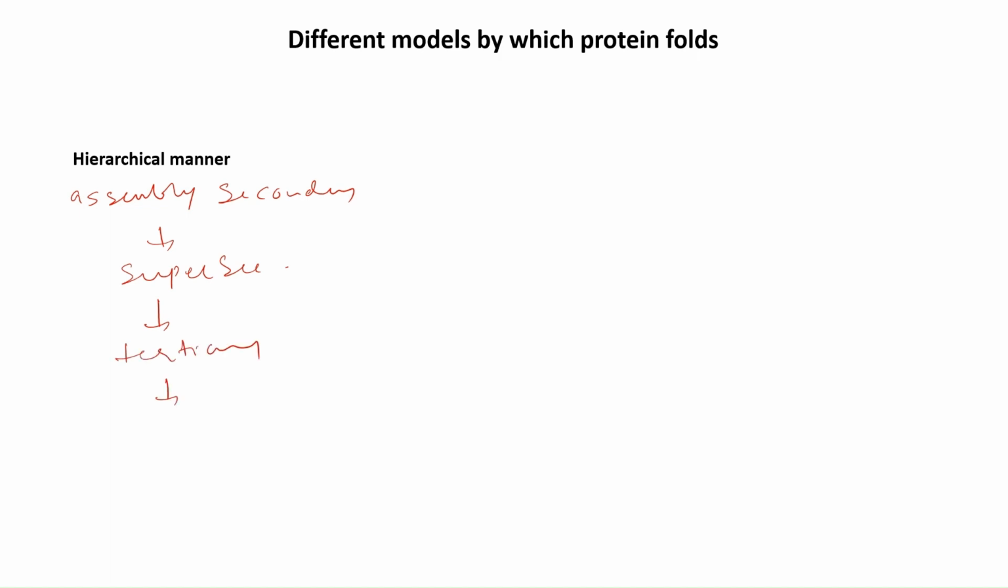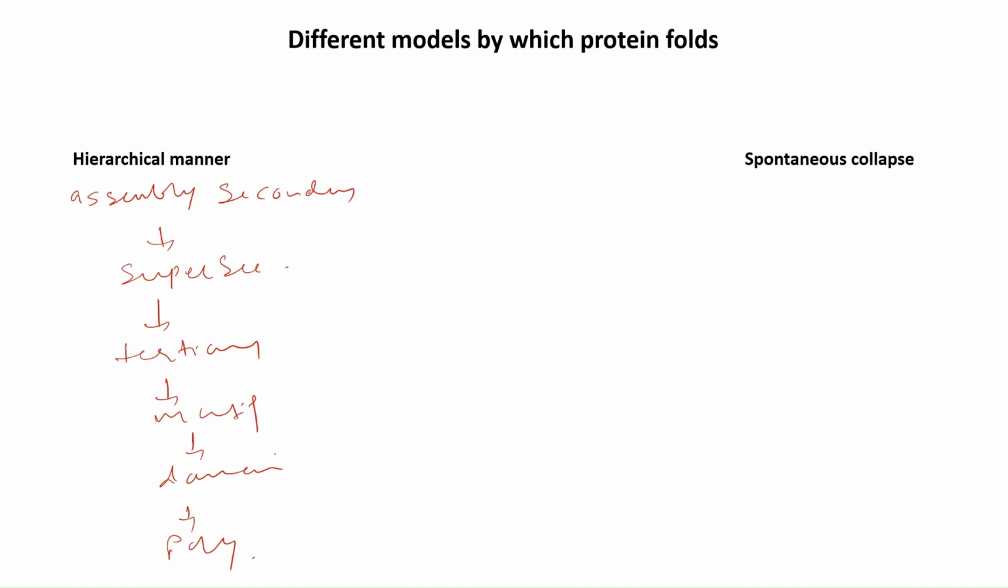Now, different models were proposed by which a protein can fold. The first model is the hierarchical model. That means protein folding starts from the assembly of secondary structures. They join to form supersecondary structures. More such supersecondary structures will form the tertiary structure. It will form a motif, a domain, a polypeptide. Similarly, multiple polypeptides will join together to form a complete protein. This is known as the hierarchical method. So this hierarchy is followed for the assembly of the protein.